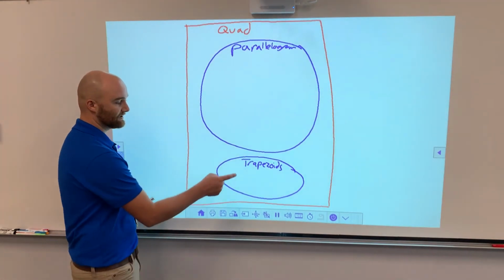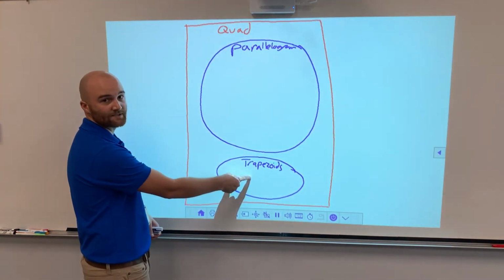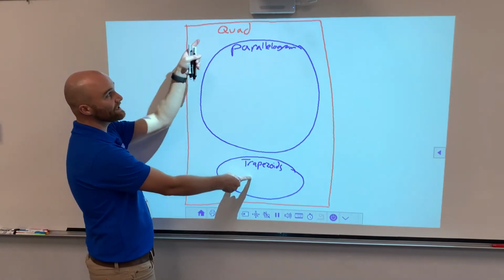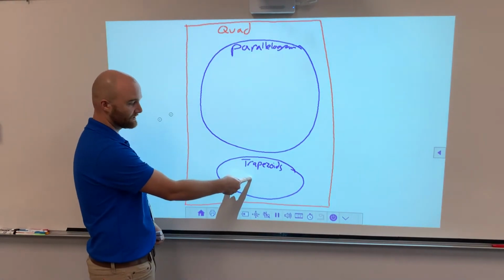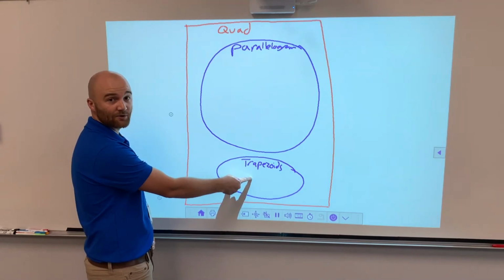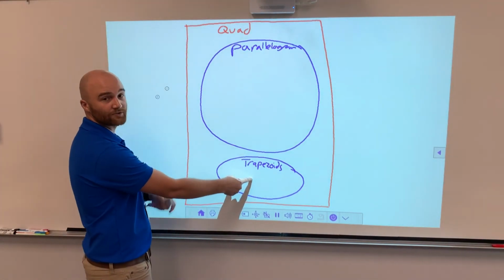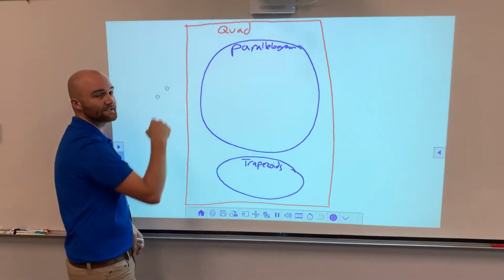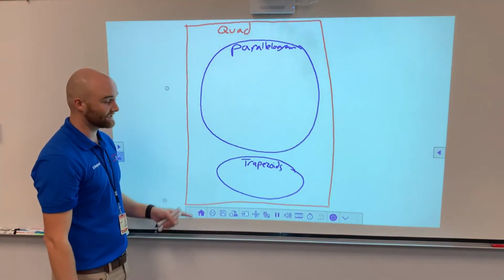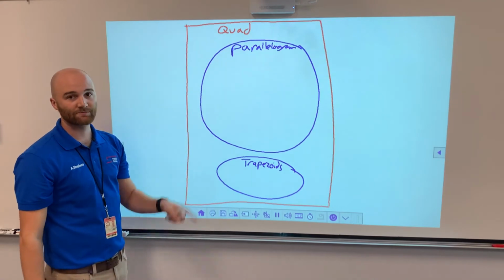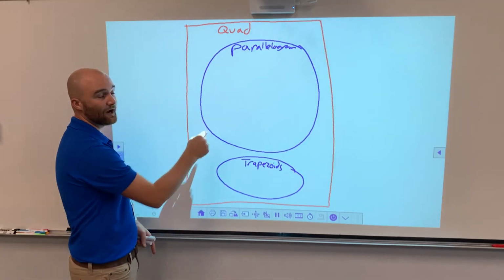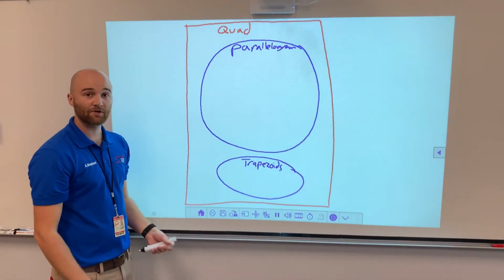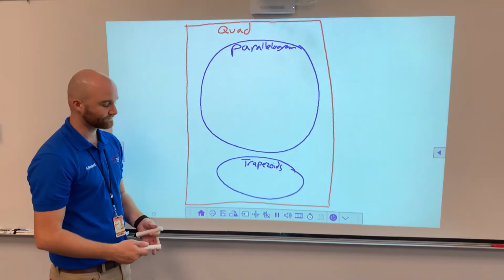Let's look at down here. If I put my finger in trapezoids, am I also inside the quadrilaterals? Yes. So every trapezoid is always a quadrilateral. No matter where I go in trapezoids, I'm always a quadrilateral because it's always inside the quadrilaterals box. But it's never a parallelogram because my finger never goes into the parallelogram circle.